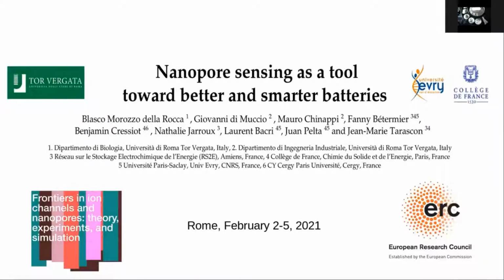Nanopore sensing is a tool toward better and smarter batteries. Batteries, as one of the most versatile energy storage technologies, play a central role in the ongoing transition from fossil fuels to renewable energy. Lithium-ion batteries are the technology of choice, as they offer the largest energy density while their cost is continuously decreasing. Nevertheless, improvements are needed to increase their lifetime and sustainability.